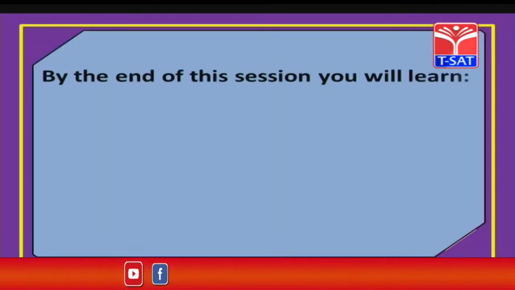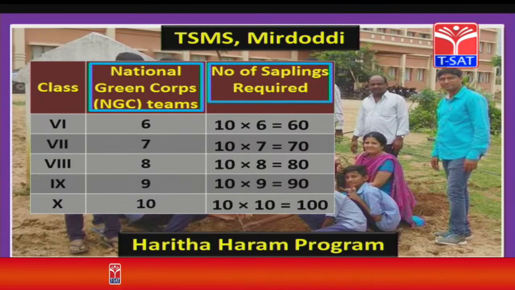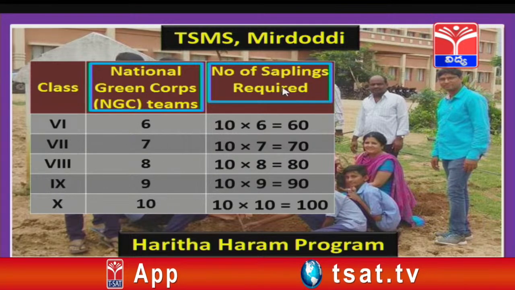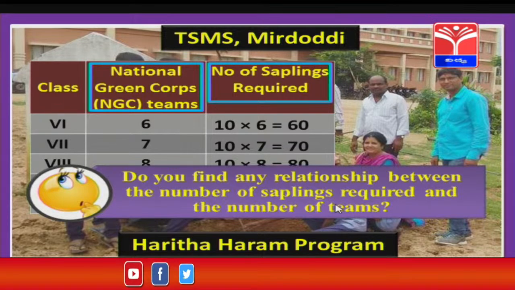Let us see. If you notice these two, that is the National Green Corps teams in the school and the number of saplings, you notice the number of teams are increasing here: 6, 7, 8, 9 and so on. Now, what is happening to the number of saplings here? Yes, they are also increasing. As the number of teams increases, the number of saplings also increases.